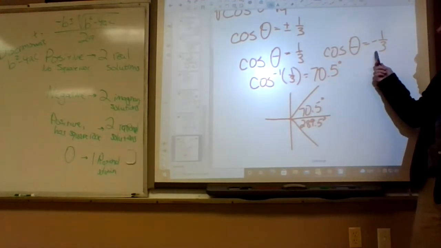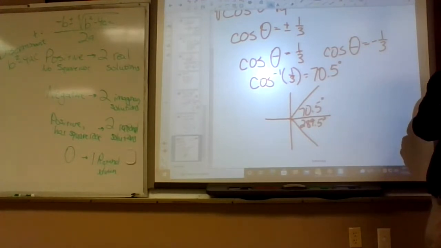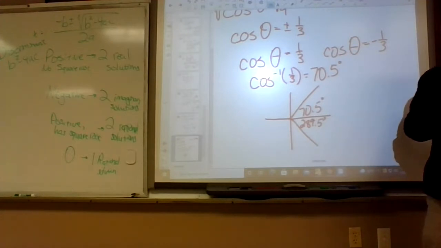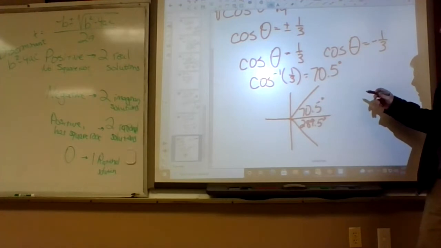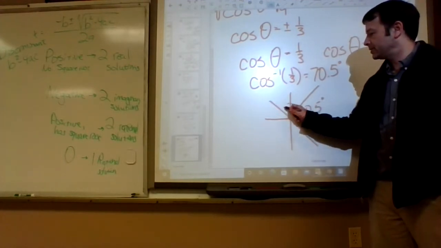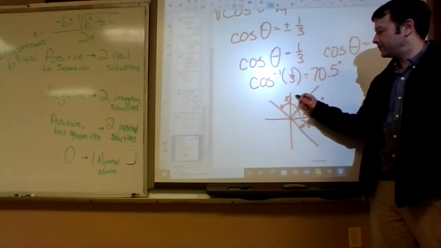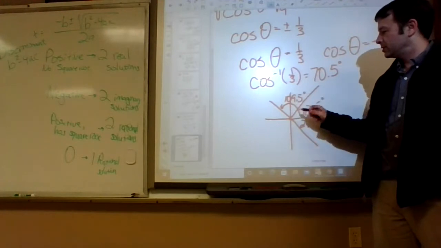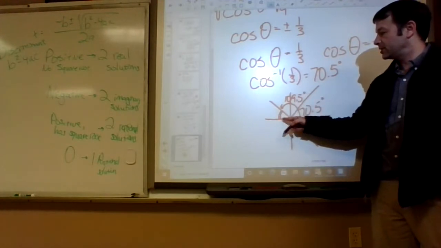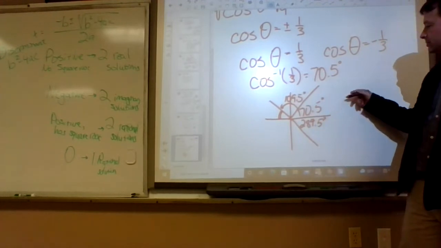But if you look over here, if we plug in cosine inverse of negative 1/3, what do we get? It equals negative... I got 109.5. Okay, 109.5 would be like right here, right? It's a second quadrant angle. Guess what 109.5's reference angle is right here? 70.5.